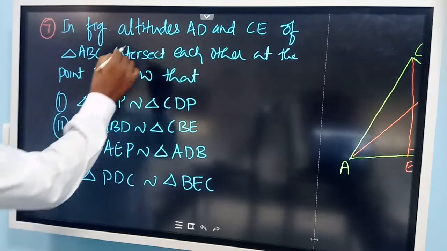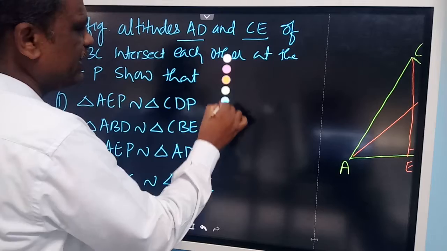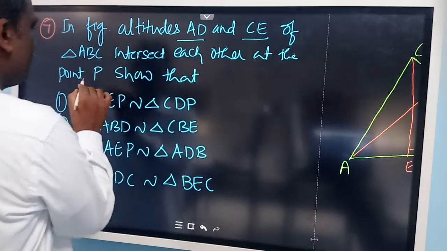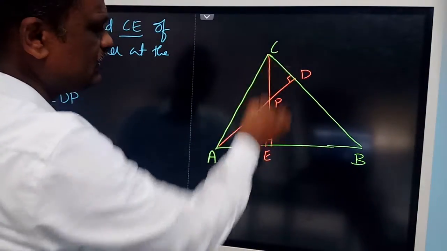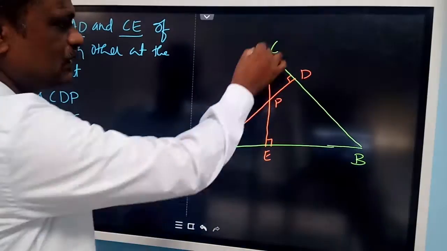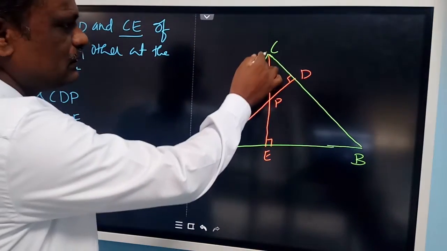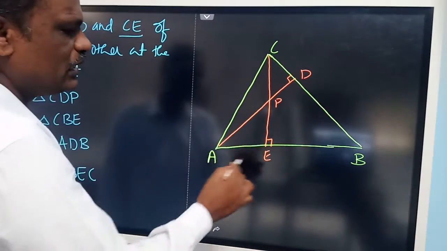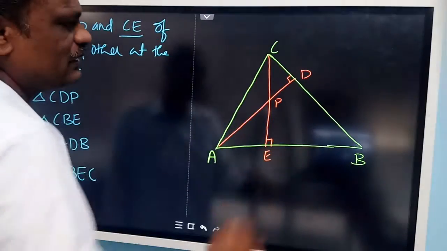This is question number 7. The altitudes AD and CE of triangle ABC intersect each other at point P. Show that... see, altitudes. This is triangle ABC, and these two are altitudes. Altitudes means the lines drawn perpendicular to the opposite side from a vertex. C is the vertex, with a perpendicular drawn to the opposite side AB. This is one altitude, and AD is another altitude making 90 degrees with this side.